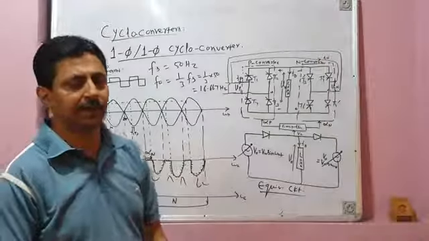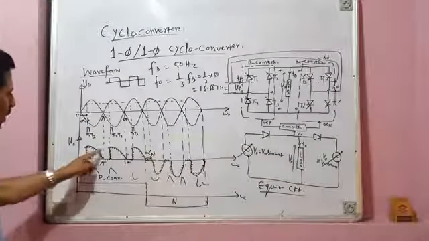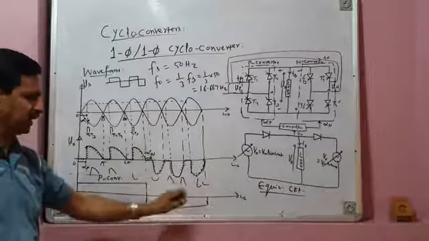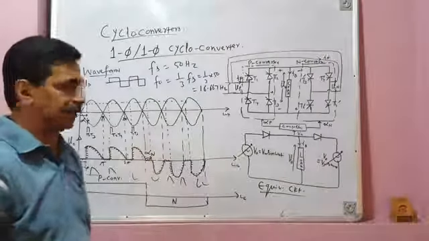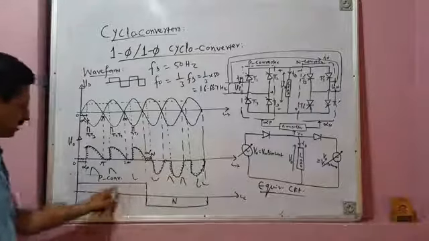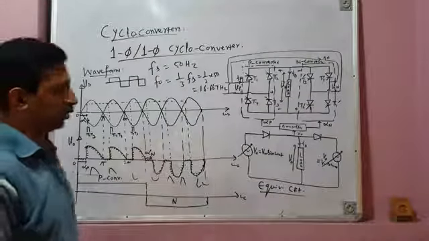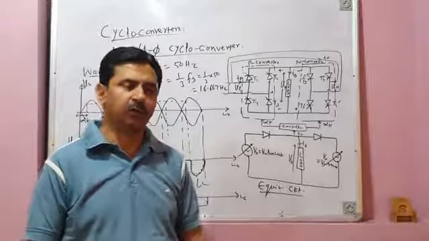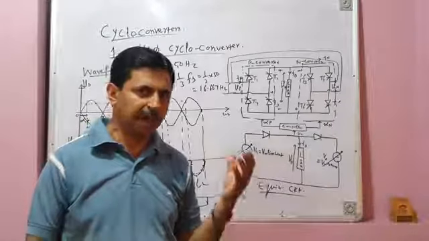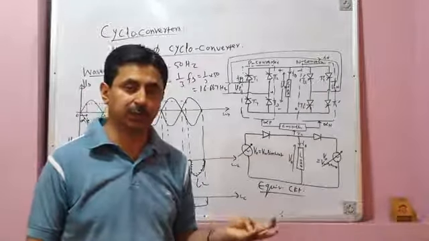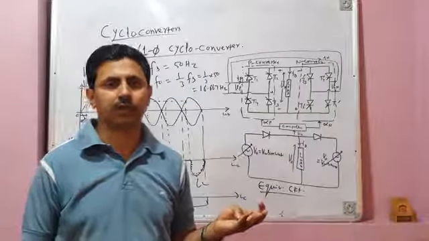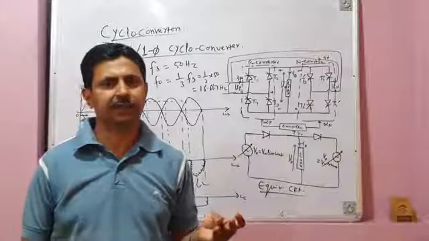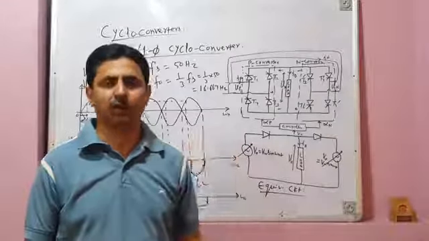If you see the average value of the positive half cycle, it is like this. Average value of the negative half cycle is like this. But if you do the harmonic analysis of this voltage waveform, the load voltage will be very rich in harmonics. It will have all the bad harmonics, like the third harmonic, which is very difficult to filter out. It will have fifth harmonic, seventh harmonic, ninth, 11th, 13th, 15th, 17th, and so on.